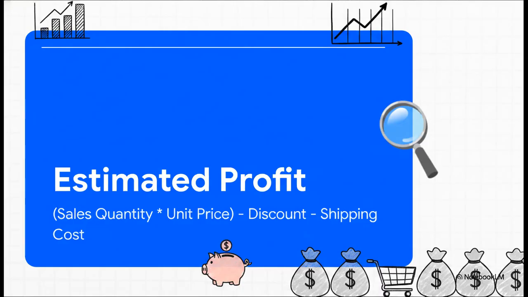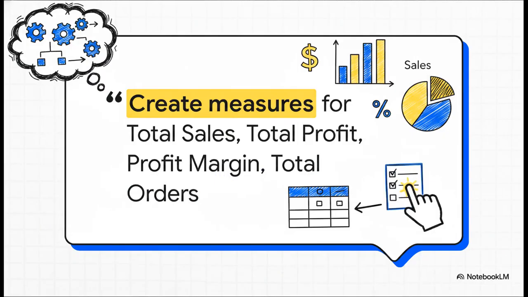Next up, we have to calculate our profits. In the real world, datasets like ours rarely come with a nice clean profit column ready to go. So we have to create a realistic estimate ourselves using this custom logic. Sales quantity times unit price minus the discount minus the shipping cost. We just add that as a brand new column, giving us solid, reliable profit data to actually analyze. And guess what?